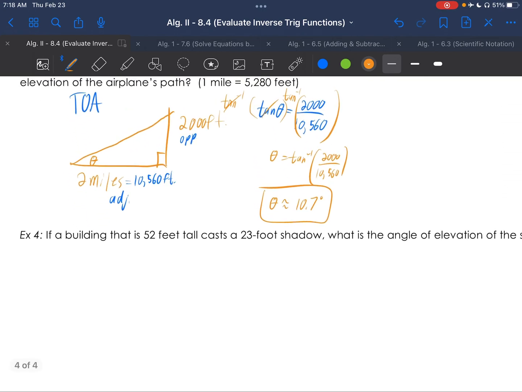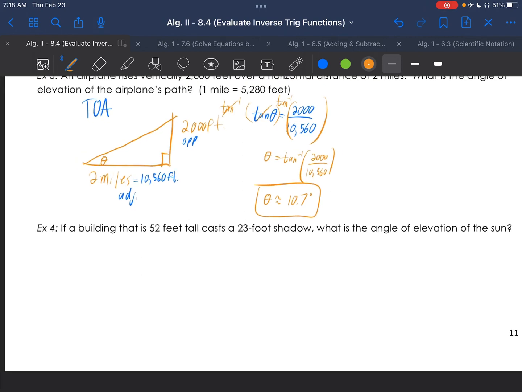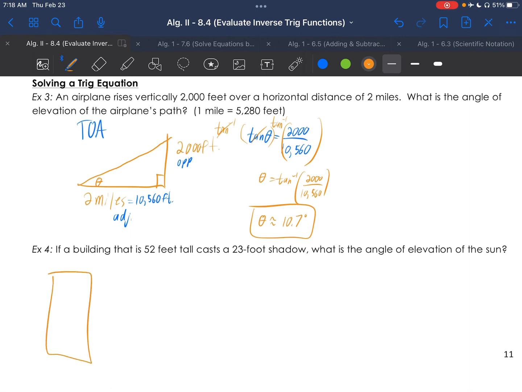Example 4. This one's going to be similar. It would be a good idea for you to try this one on your own. All right, a 52 feet tall building. So I'm going to draw my building. Let's put a split door in the front, some windows. Make this look at least somewhat decent. It's 52 feet tall, and it casts a 23-foot shadow.